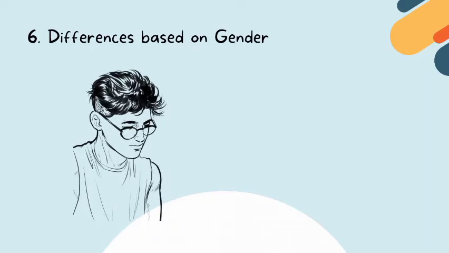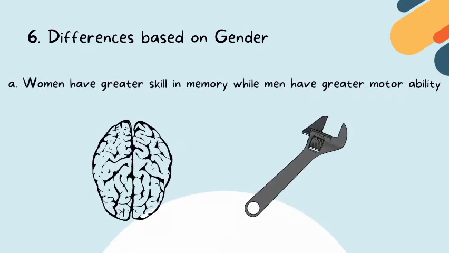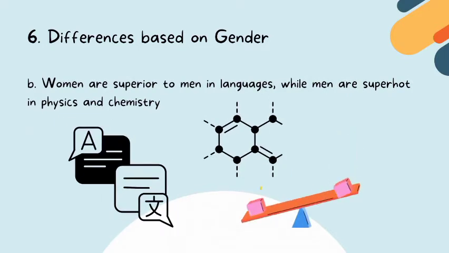Six, differences based on gender. McNamara and Thurman discovered the following differences between men and women on the basis of some studies. Women have greater skill in memory, while men have greater motor ability. Handwriting of women is superior, while men excel in mathematics and logic. Women are superior to men in languages, while men are superior in physics and chemistry. Women are more susceptible to suggestion, while there are 3 times as many colorblind men as there are women.